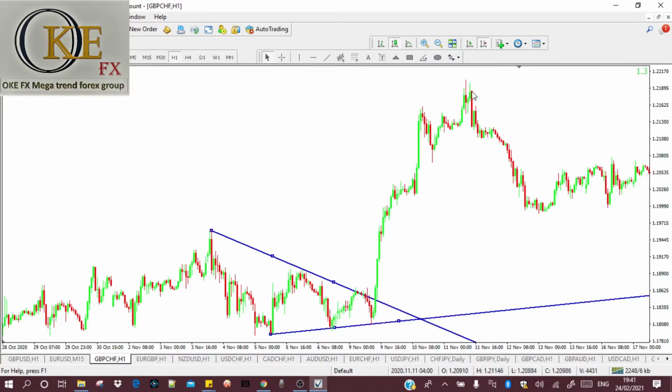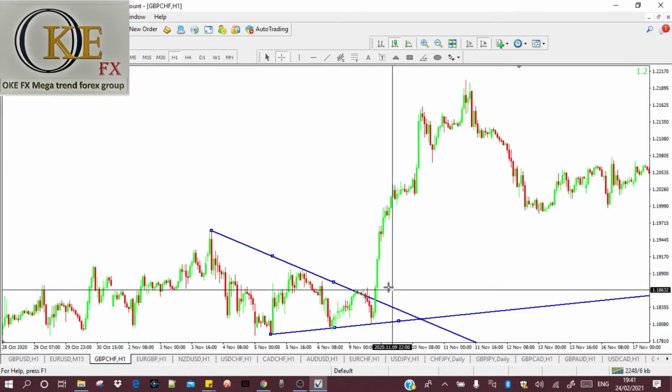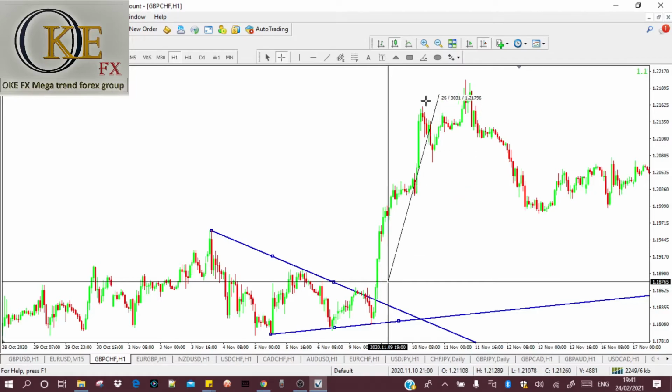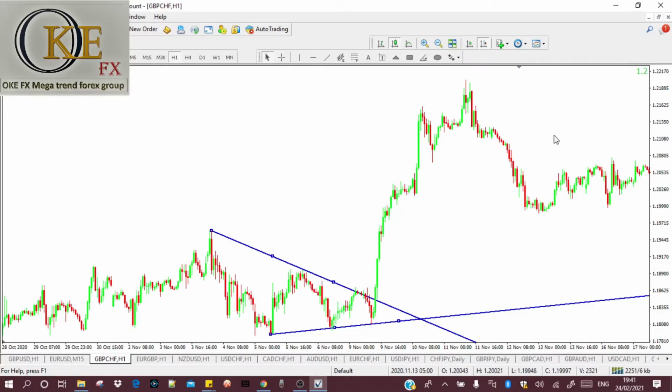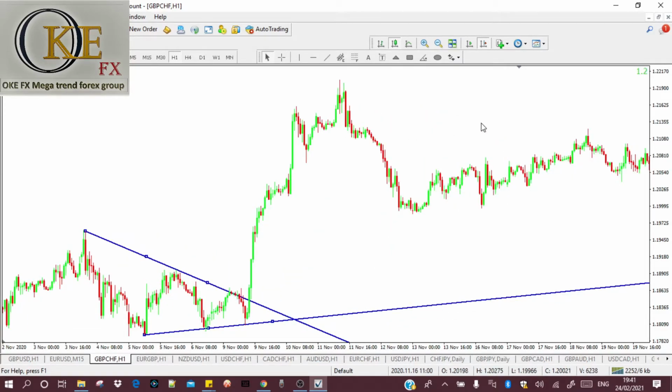And notice the kind of massive ride. Oh my god, how many pips movement was this? This was around 277 pips before it started falling.